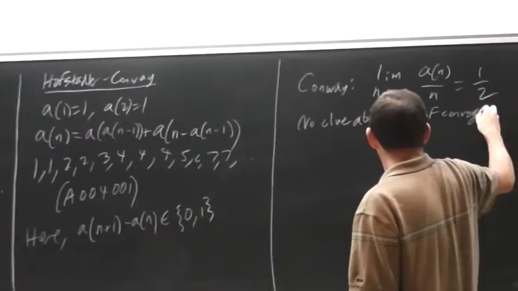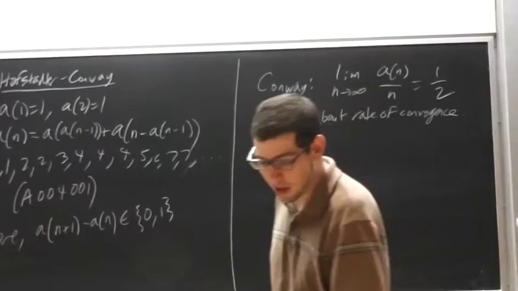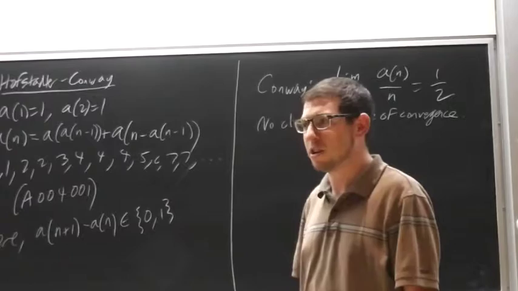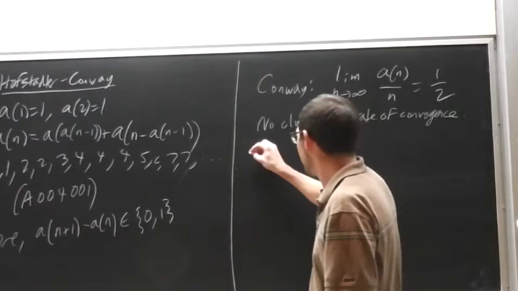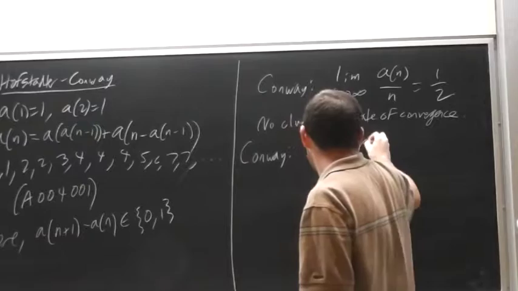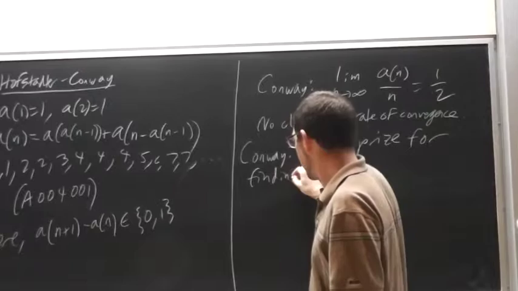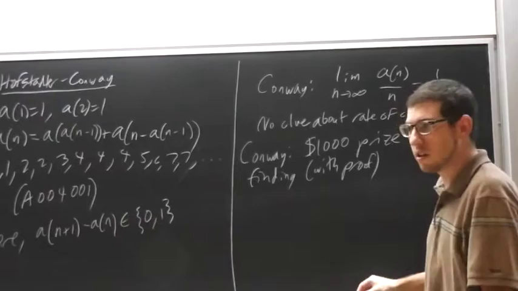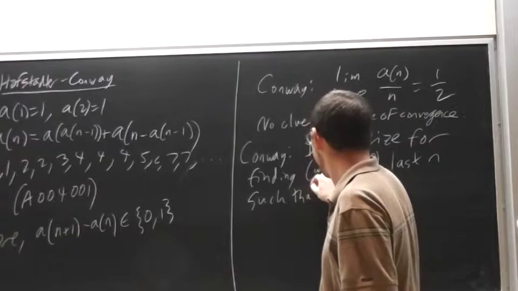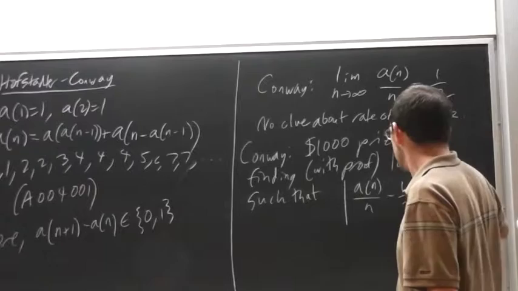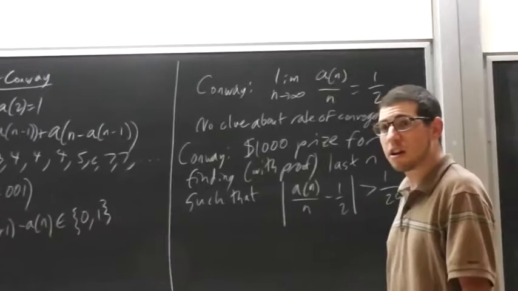So being Conway, he proposed, I think the OEIS entry has it listed as $10,000, but other sources have it listed as $1,000, and I think more people said $1,000 than $10,000. So I'm going to go with he offered a $1,000 prize for finding with proof the last n such that this difference exceeds 1/20. Why 1/20? Because Conway just picked a number.